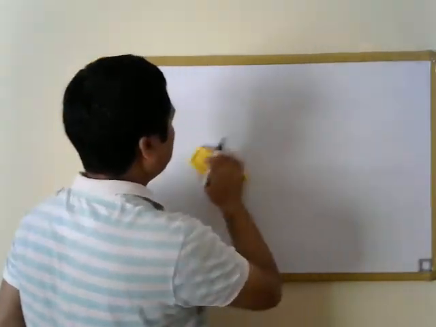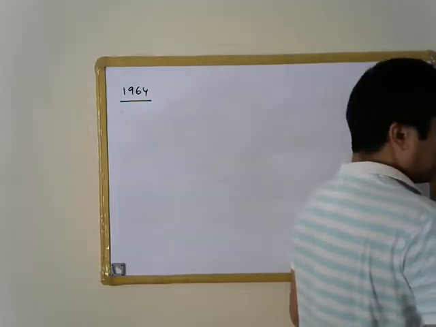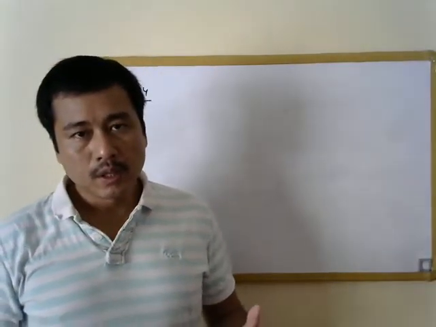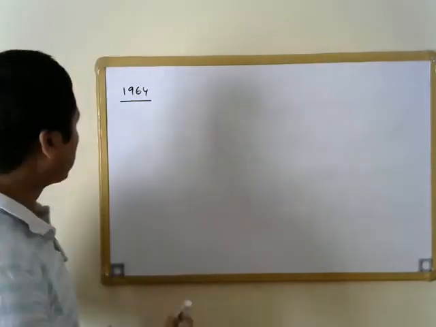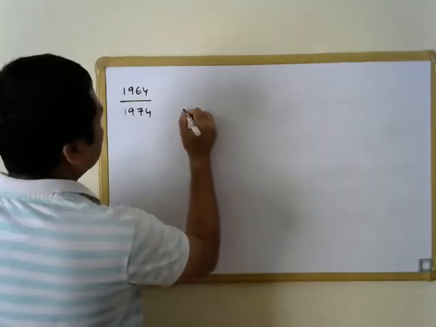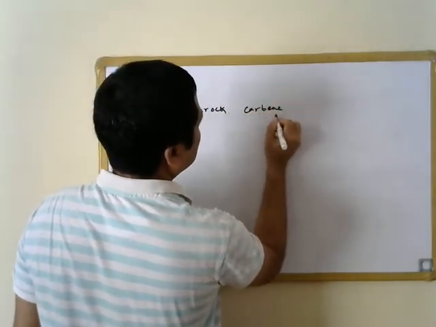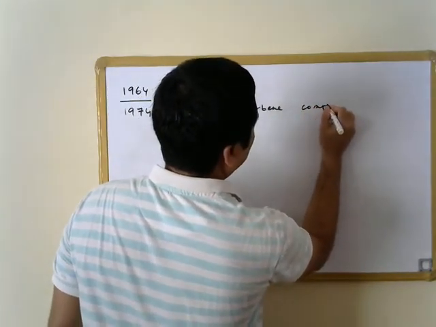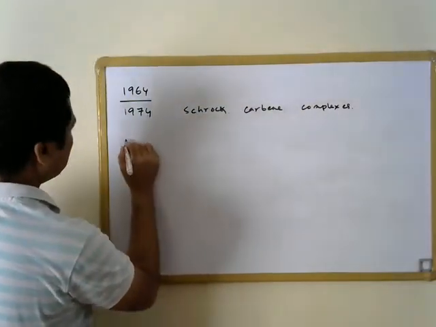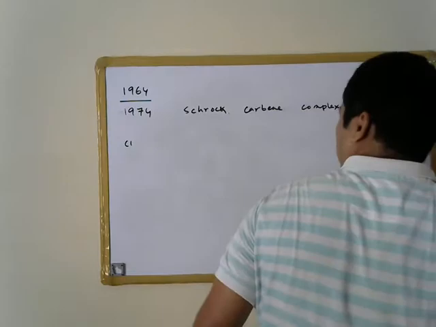So interestingly, just 10 years after preparation of the Fischer carbene complex, and the characteristics of these Fischer carbene complexes we have discussed already, another type of metal carbene complexes were prepared, and these metal carbene complexes prepared by the Schrock group do not have the characteristics of Fischer carbene complexes. So this was done in 1974. And these metal carbene complexes are named Schrock carbene complexes. So Schrock prepared a tantalum carbene complex.